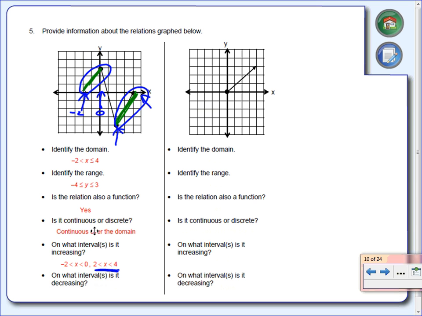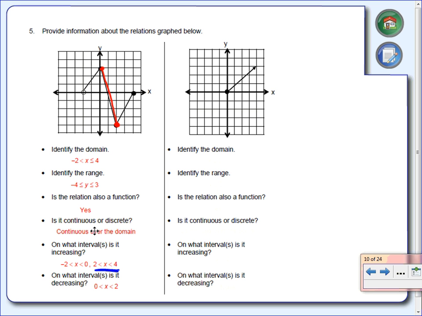The last question wants to know, where exactly is this graph decreasing? Where is it going down? Well, let's look at the graph here. It's going down from here until you get to here. What is that interval? Look at the x's. It goes from 0 all the way until you get to the 2. Therefore, the interval here is between 0 and 2. 0 is less than x, less than 2. That's where it decreases. That's where it's going down.